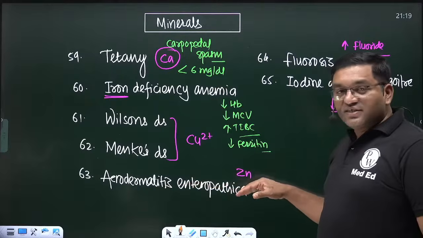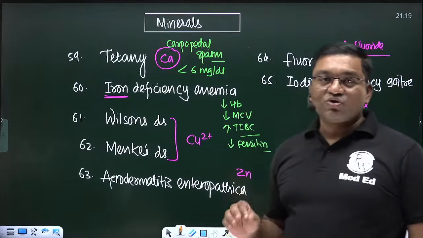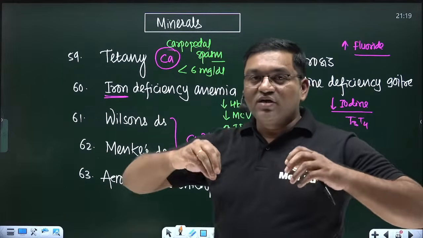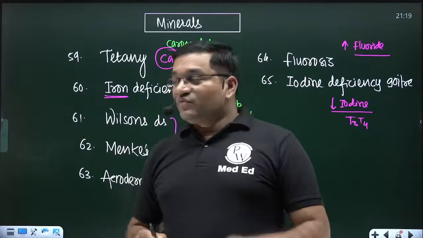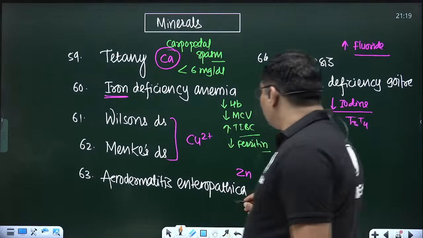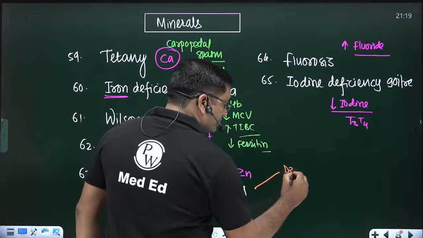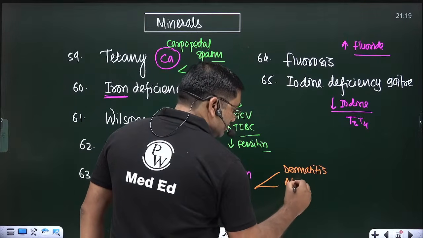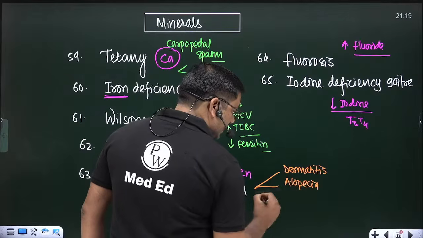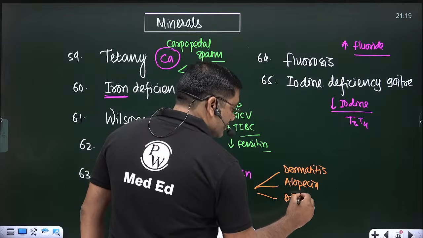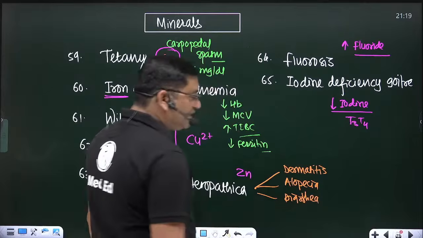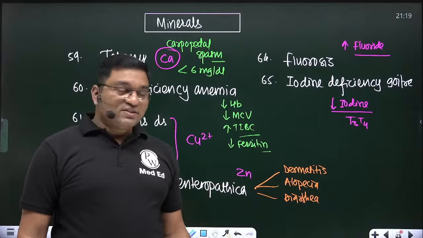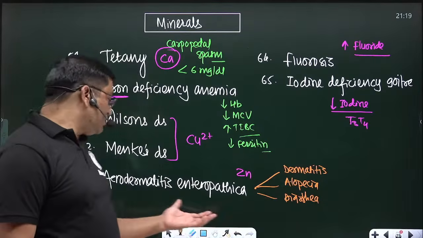Acrodermatitis enteropathica is a zinc deficiency condition. It is an autosomal recessive disorder in which the acral part of the body is involved, particularly in infants. There is dermatitis in zinc deficiency. It is DAD: dermatitis, alopecia, and diarrhea. Then delayed wound healing, impaired spermatogenesis, loss of taste sensation. These are the features of zinc deficiency.